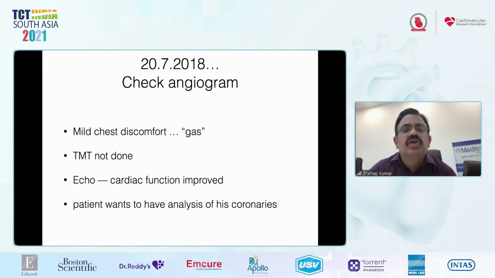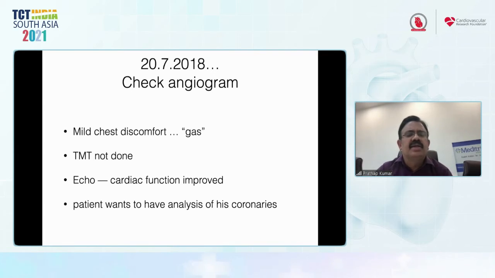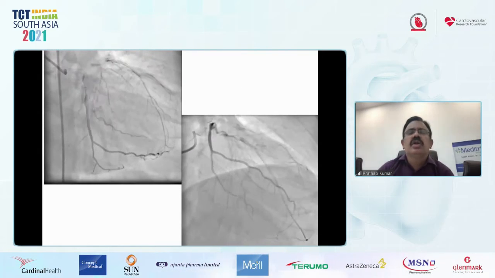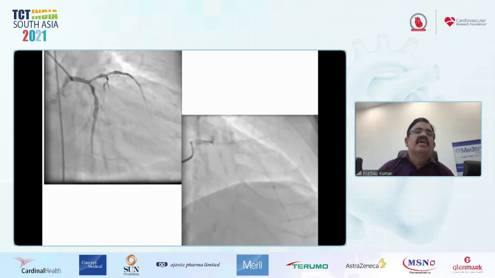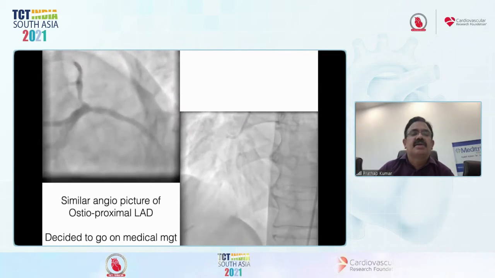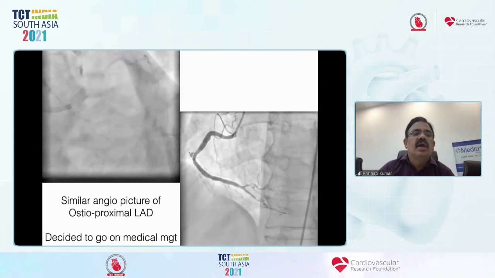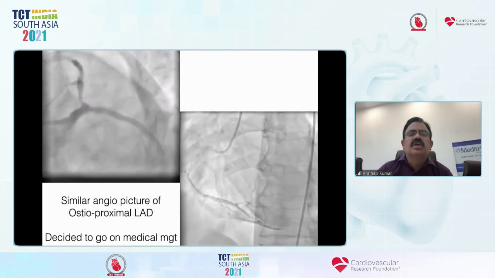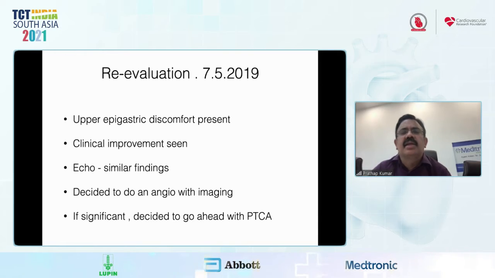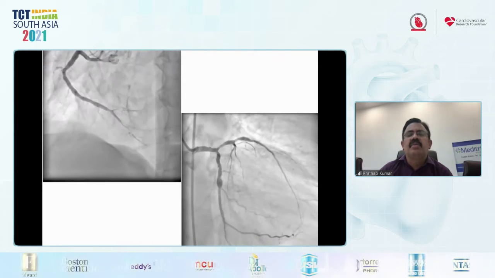We did a check angio in 2018 for mild discomfort, TMT not done, cardiac function improved. Patient wanted to see the coronary angiogram. The ostial LAD, I don't know whether the disease had increased or not, but the stent is looking perfect. The angiogram picture was similar, so we decided to go on medical management. Exactly after 1 year, in 2019, upper epigastric discomfort, echo similar finding, we decided to do an imaging on this case.